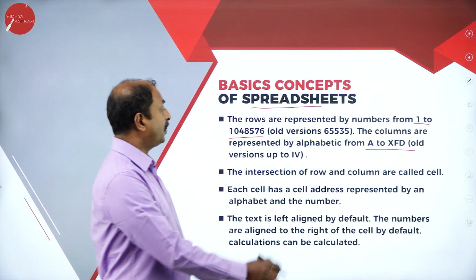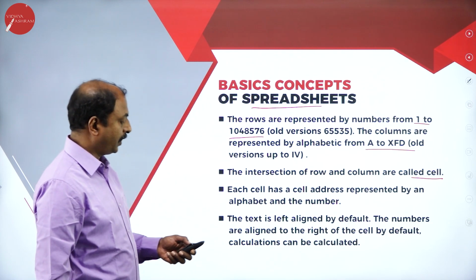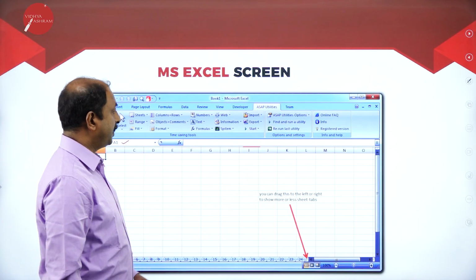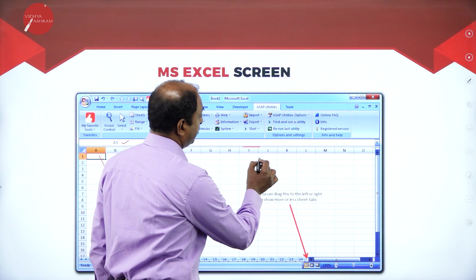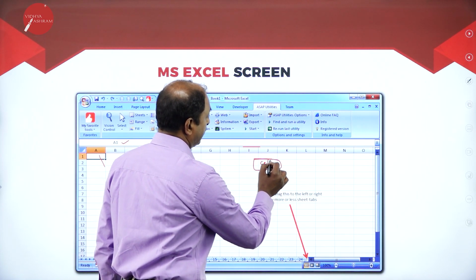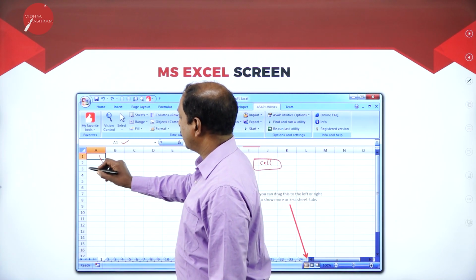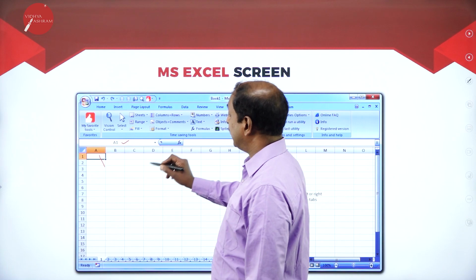The intersection of a row and a column is called a cell. So what is a cell? In the first slide, this is a cell. The intersection of a row and a column is called a cell, and you can make out the cell with the grid lines. So this is a cell.